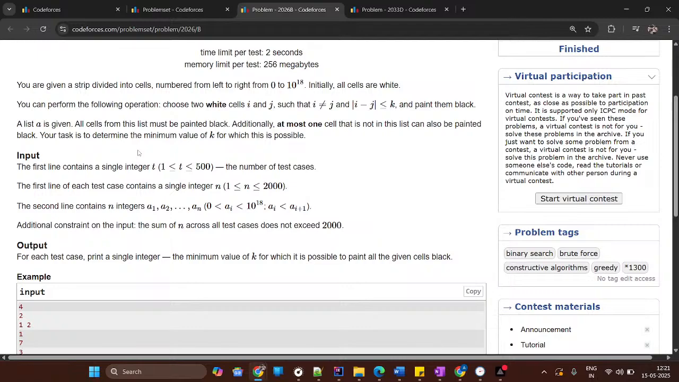So to paint three cells, how many moves do we need? 3 by 2, upper bound. So we need two moves to paint three cells if one is common.